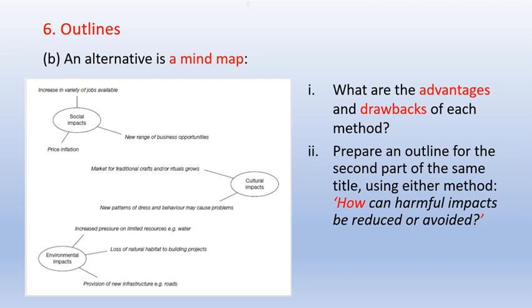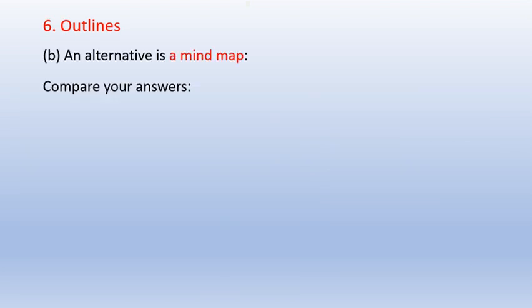Point number 2, prepare an outline for the second part of the same title using either method. How, following the model: how can harmful impact be reduced or avoided? So you can follow that example. Do it on your own. Okay, now compare your answer.